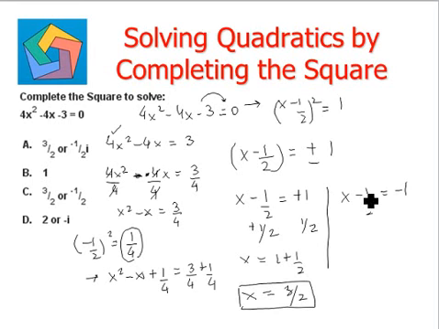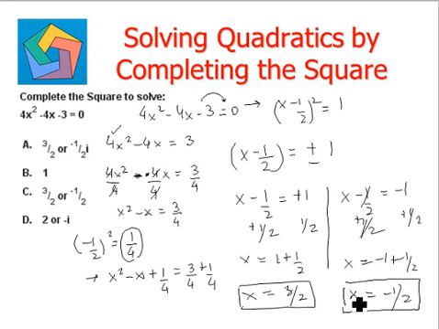So again we add 1/2 to both sides. Let's see what we get. This becomes 0. x equals negative 1 plus 1/2, which is equal to negative 1 by 2. This is our second value of x. So the two values of x are 3 by 2 and negative 1 half, which can be seen in option C.